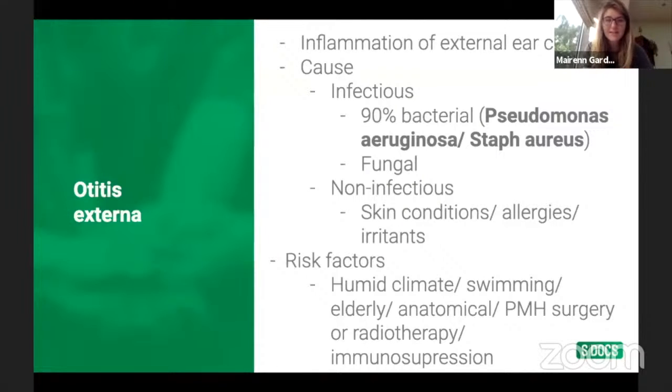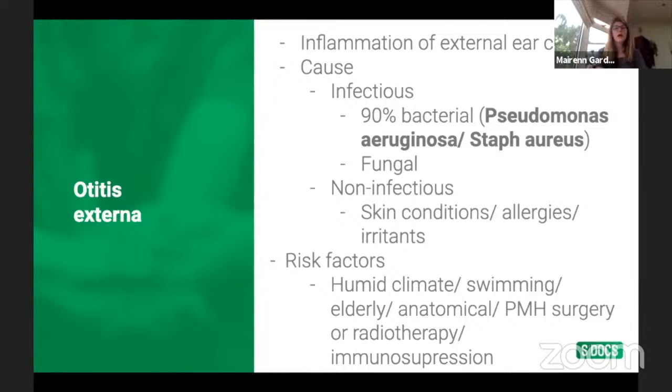And moving on to otitis externa. Otitis externa is inflammation of the external ear canal. It's caused mainly by bacteria, so Pseudomonas or Staph aureus, but it can also be fungal. If it's fungal, it's most likely to be Candida or Aspergillus, but this isn't very common. It can also be non-infectious. Skin conditions can predispose to this, so eczema, acne, or dermatitis, but also allergies and irritants might cause otitis externa.